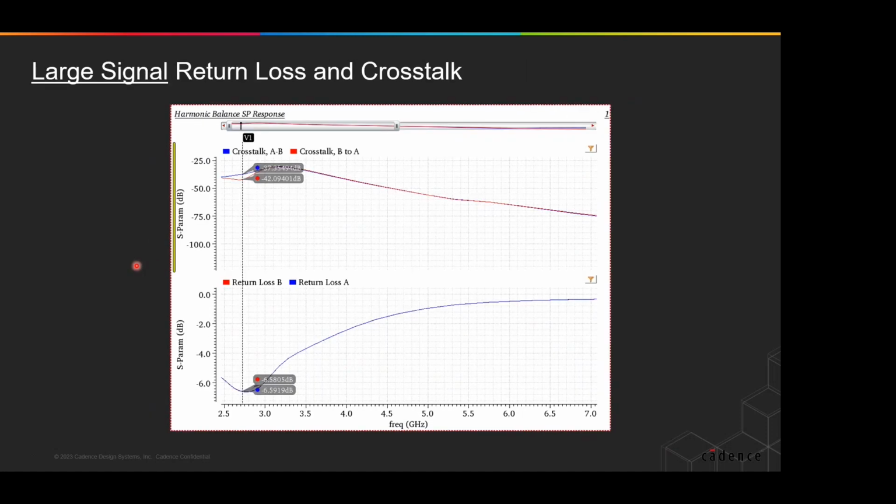Likewise, we were able to do a large signal frequency domain simulation, or harmonic balance simulation, to look at both return loss and crosstalk, and found an interesting finding. For the output of the power amplifiers, the return loss is approximately the same, about 6 dB, looking back into the power amplifier ports. But if we start looking at the crosstalk, we notice that the crosstalk from B to A is different than the crosstalk from A to B. And this is what we would consider a good finding.